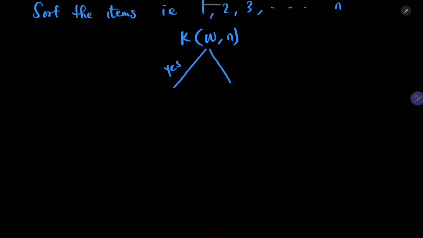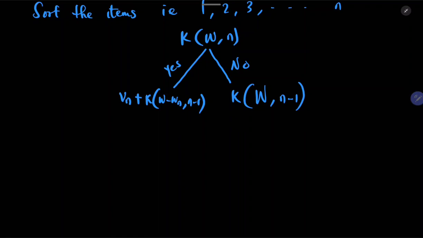Supposing we pick, this is yes. It means we have taken the value of n plus what's left, which is the knapsack of W minus Wn, the weight of this n that we have picked, with n minus 1 items left. And if we do not pick, we are left with the knapsack still at full capacity because we haven't picked anything, but now we are considering items from n minus 1.